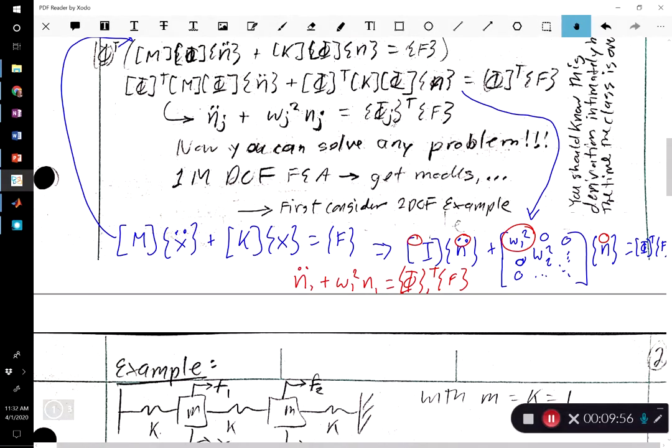So no matter how big a system is, this could be a 1 million degree of freedom finite element model, or it could be a small little system as we've done before. No matter what we have, we end up with a set of uncoupled equations. And each one is independent, and its properties depend on that mode only.